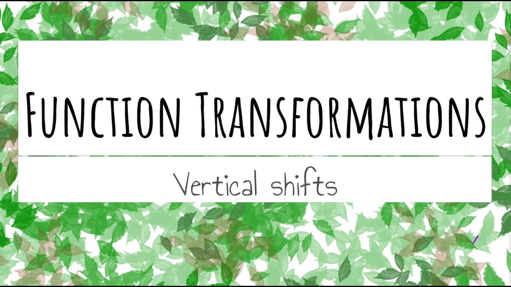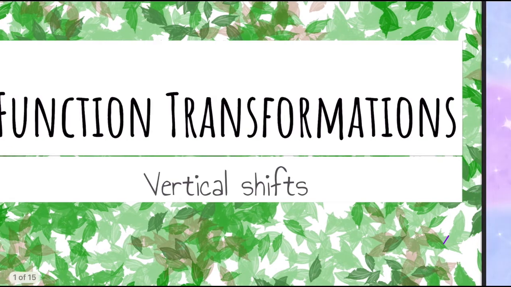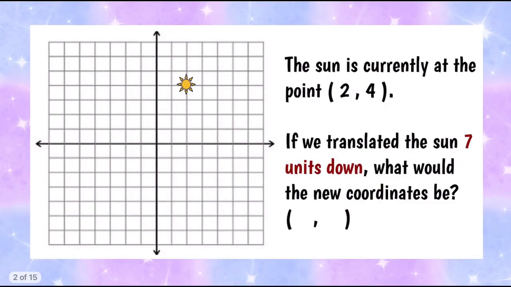Hey there! Today we're going to talk about function transformations with a focus on vertical shifts. That means we're going to be moving functions up and down today. So let's say we have a little sun at the point (2, 4). So that means that the x value is 2 and the y value is 4.